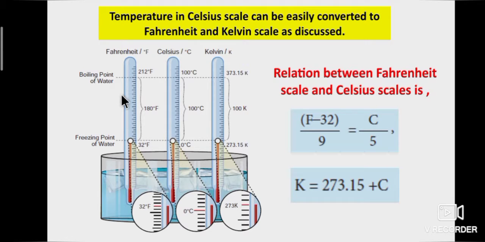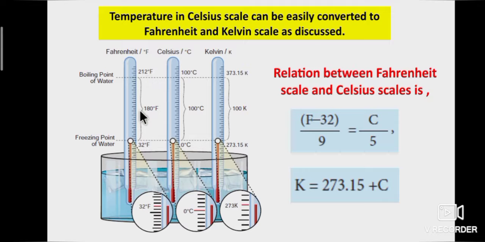After that, cooling the water. Now measure the freezing point of water. Freezing point of water in Fahrenheit is 32 degrees Fahrenheit, in Celsius 0 degrees Celsius, in Kelvin scale 273.15 Kelvin.